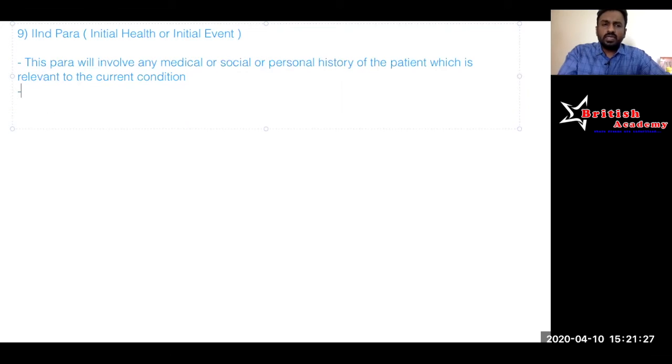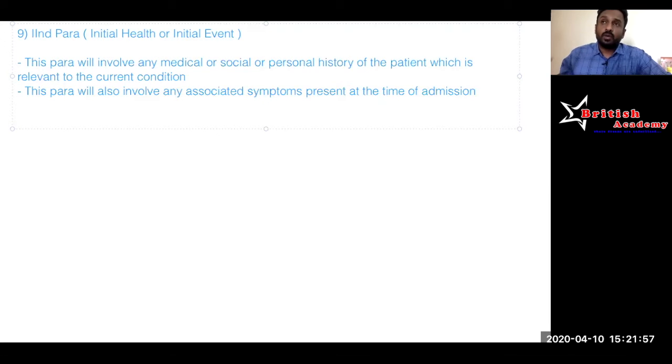Also, sometimes you may see that along with the prime diagnosis, you may also see some associated symptoms. So you can write this para will also involve any associated symptoms present at the time of admission. So at the time of admission, if you find any associated symptoms like rashes, fever, and you feel that is important, I need to inform. Any associated things along with the prime diagnosis, if you found anything when he presented to you in the hospital, that should be put in the second paragraph.